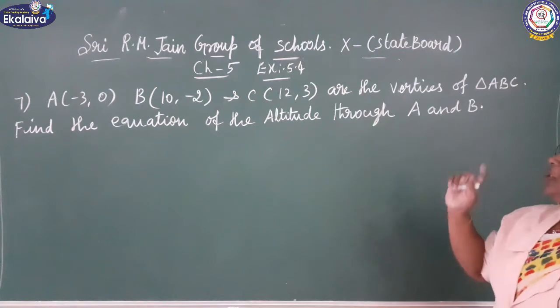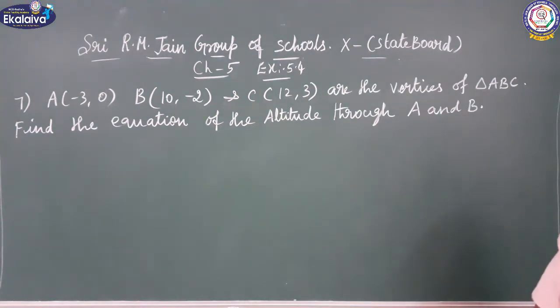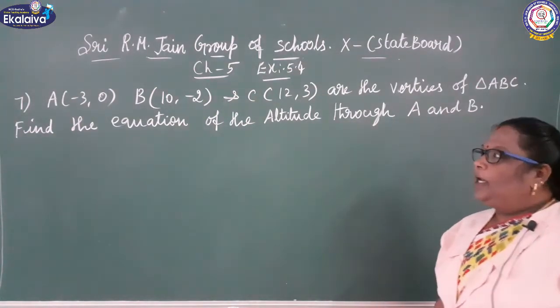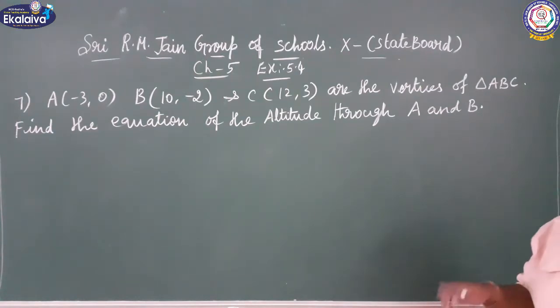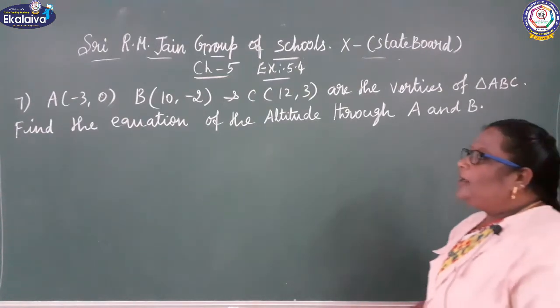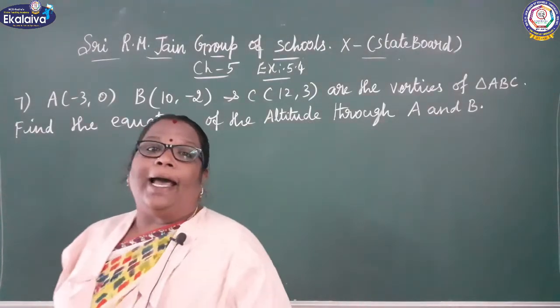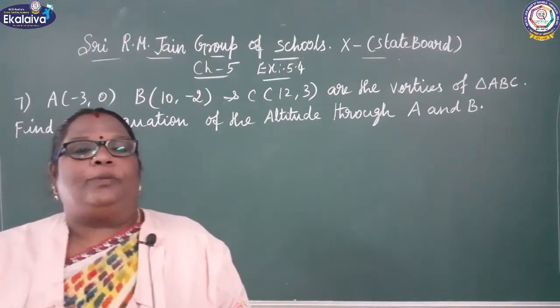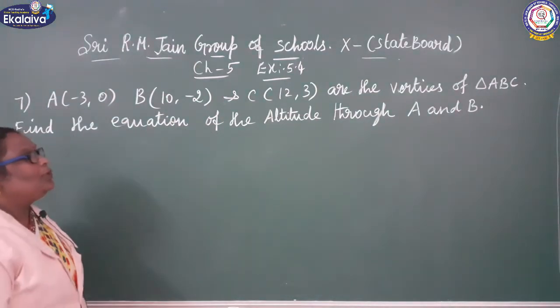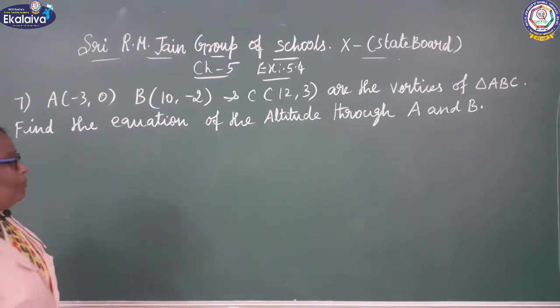This is 10th standard state board, chapter 5, exercise 5.4, 7th sum. A(-3, 0), B(10, -2) and C(12, 3) are the vertices of a triangle. Find the equation of the altitude. Altitude means a perpendicular altitude through A and B.